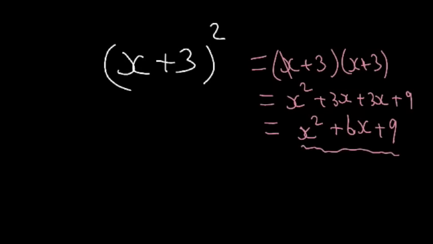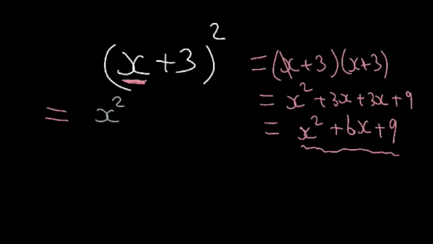But there's actually a quicker way of doing it. And the quicker way is to take the binomial that you have, and to look at it, and to go, look, I can square the first term of the thing in the binomial. So if we look at that x over there, that's the first thing in the binomial, and we're going to square that.